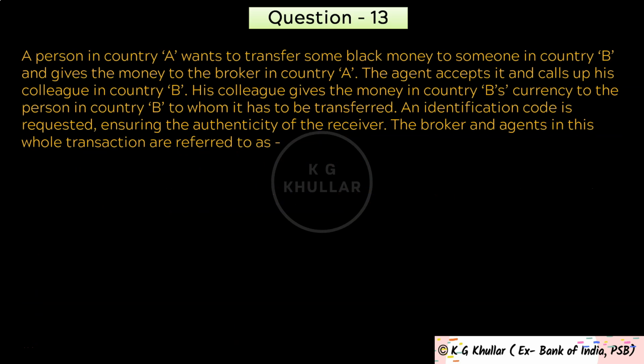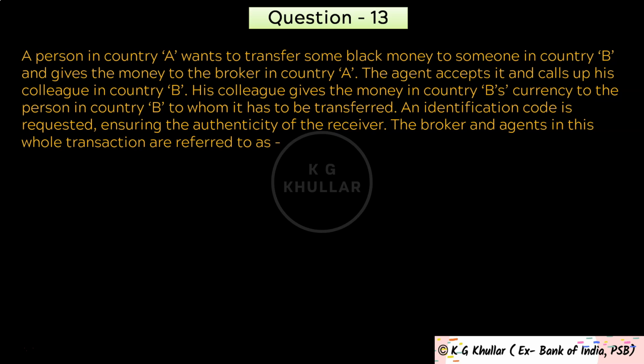The next question is, a person in country A wants to transfer some black money to someone in country B and he gives the money to the broker in country A. The agent accepts it and calls up his colleague in country B. His colleague gives the money in country B's currency to the person in country B to whom it has been transferred. An identification code is also requested, ensuring the authenticity of the receiver.